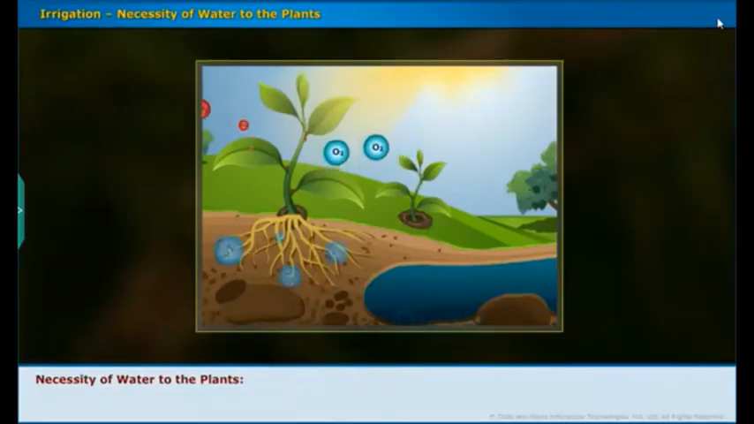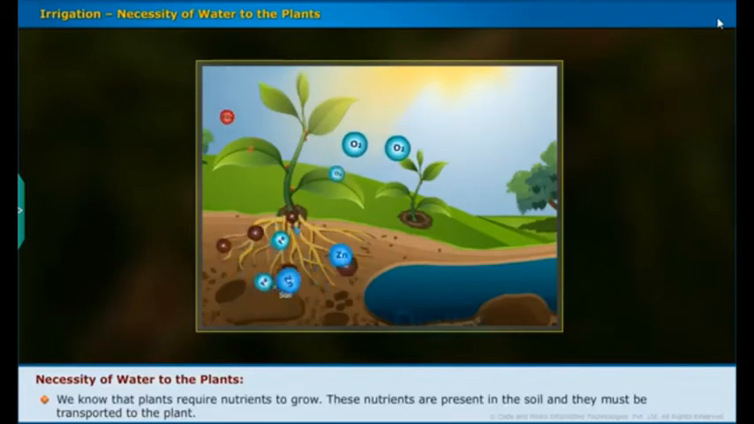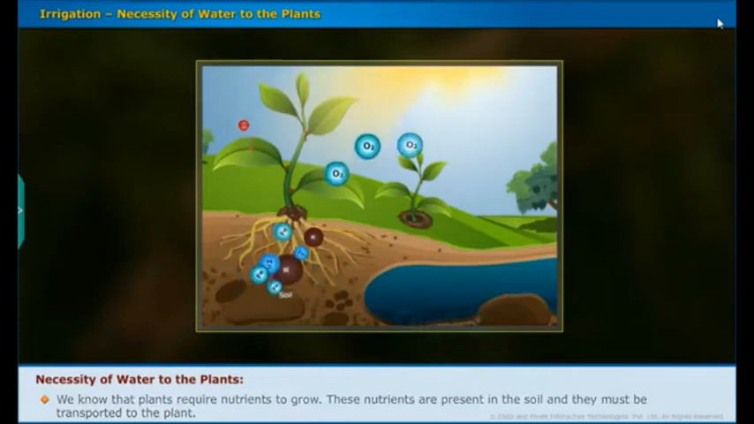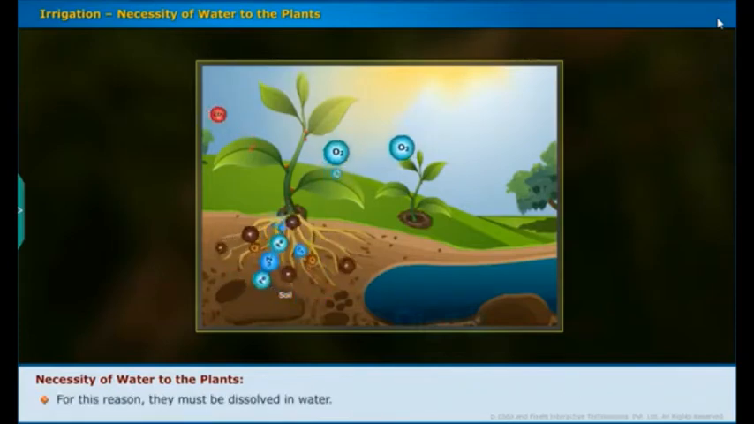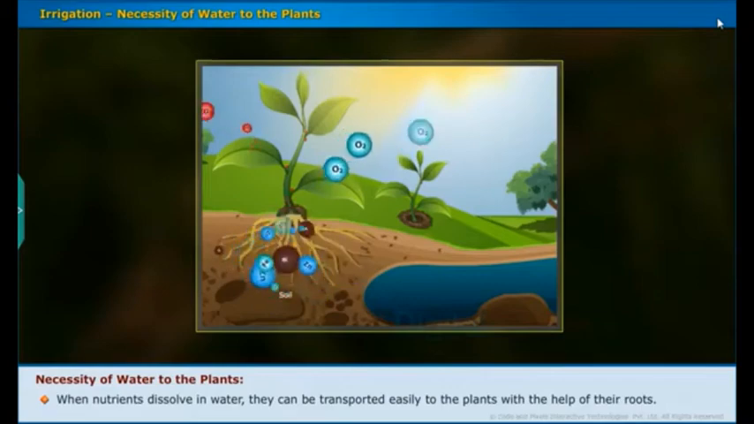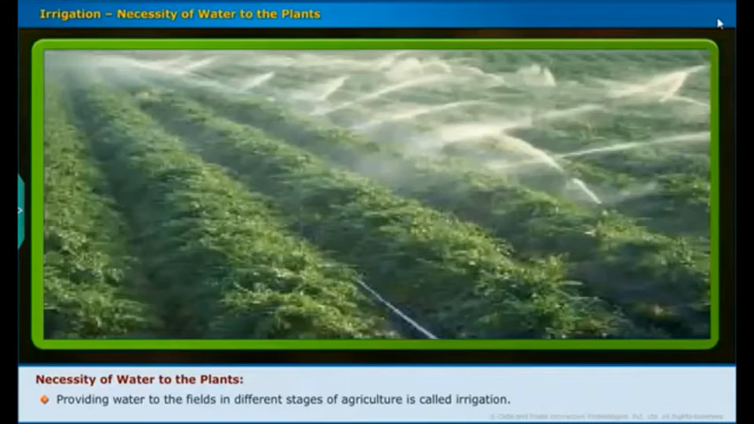Here, let us study the necessity of water to the plants. We know that plants require nutrients to grow. These nutrients are present in the soil and they must be transported to the plant. For this reason, they must be dissolved in water. When nutrients dissolve in water, they can be transported easily to the plants with the help of their roots. That is why farmers water their fields after adding manure to it. Providing water to the fields in different stages of agriculture is called irrigation.